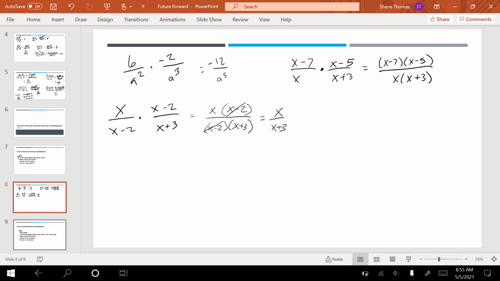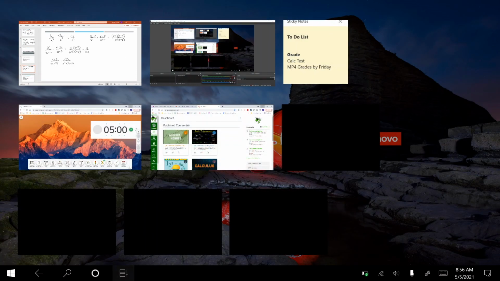All right. Now, let's do one where you got to factor. x plus 5 over 7x minus 21 times 14x over x squared plus 3x minus 10. We didn't do anything yet. I just wrote the problem. Take a walk. We'll pick it up right there when you get back.